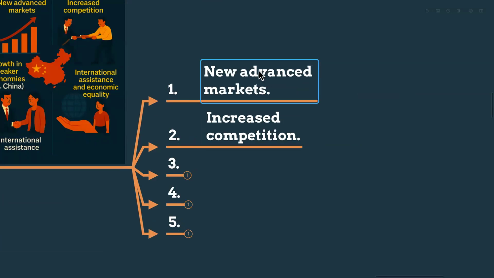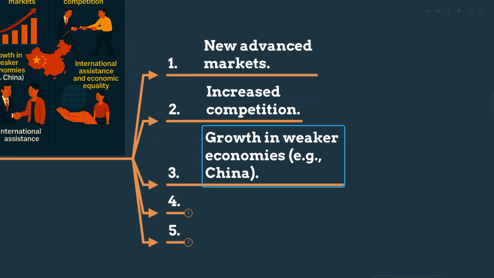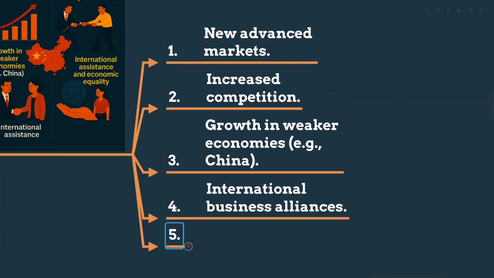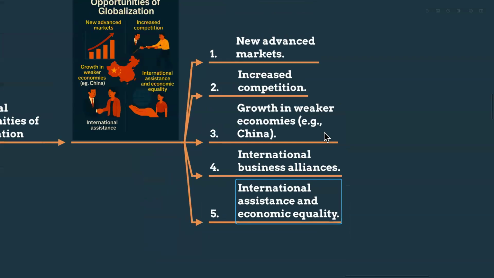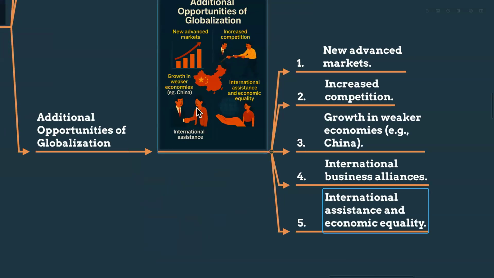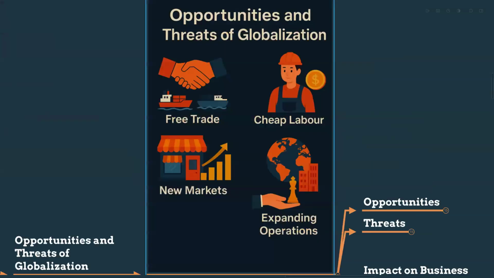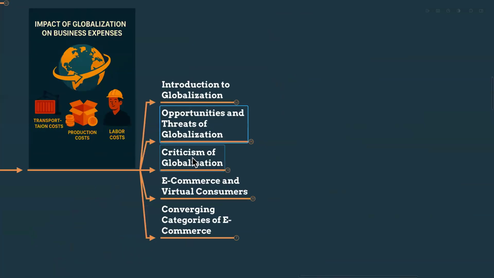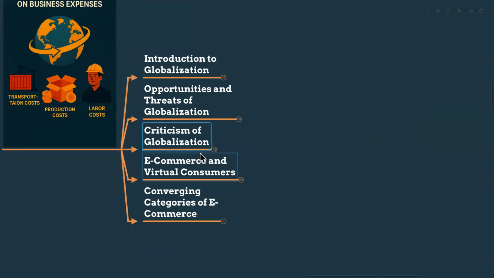It means we can have access to advanced technology. There is an increase in competition, growth in weaker economies like China, right? International business alliances, international assistance, and economic equality, right? So these are the additional opportunities and threats of globalization.